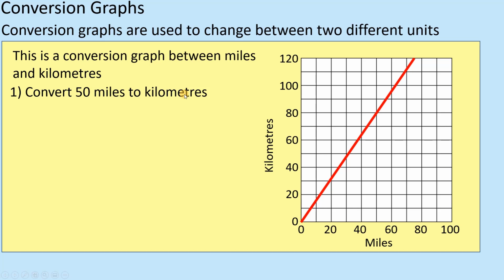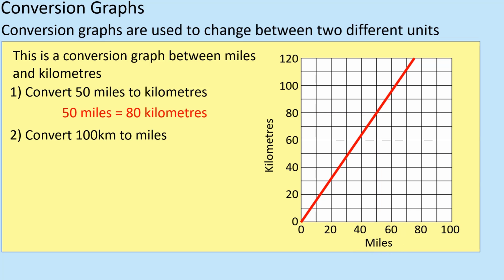So I'll convert 50 miles to kilometers. I found 50 miles along here, and then I'm going to go up, trying to find the line, and then say, well, there you go, it's 80 kilometers. And that's all you do. You're trying to find the value that you're looking for, and then you convert it to something else, hence the word conversion graphs.